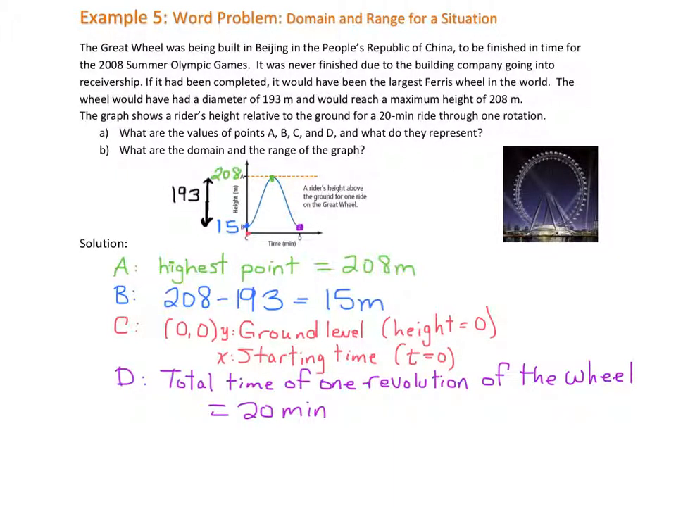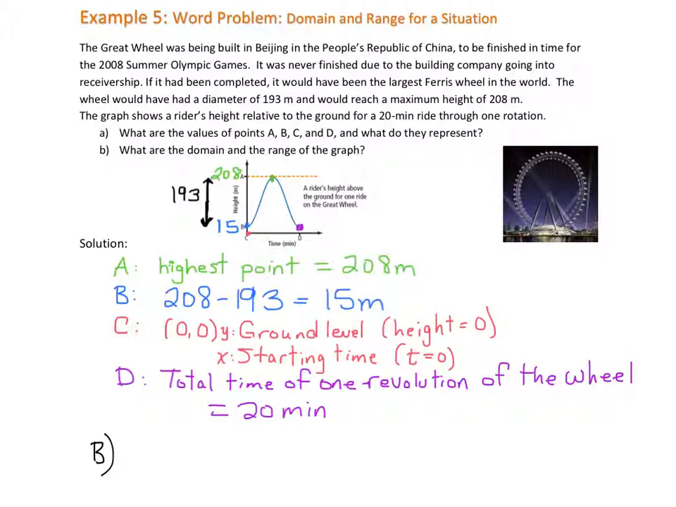For part B, what are the domain and the range of the graph? We can look at this in several ways. In words, the domain is all of the time that the rider is on the wheel, so from 0 minutes to 20 minutes inclusive. The range is the height of the rider above the ground for the duration of the ride. So the range goes from 15 meters to 208 meters at the highest point.